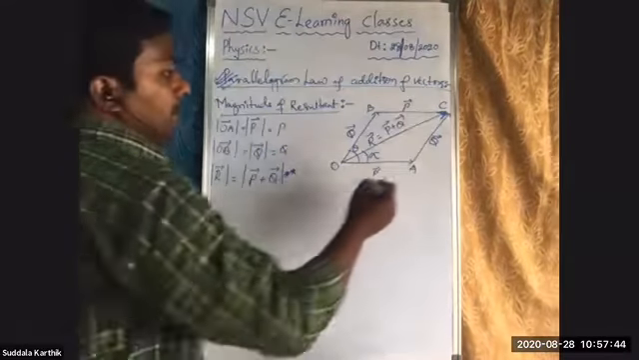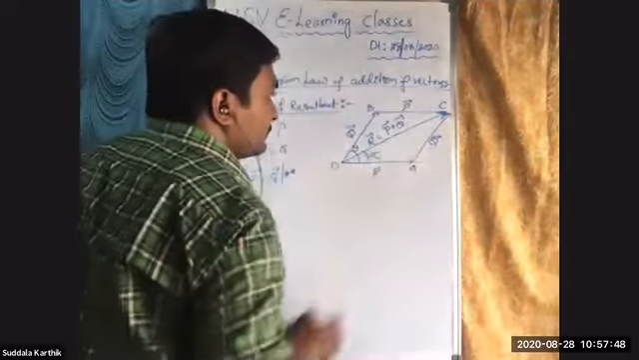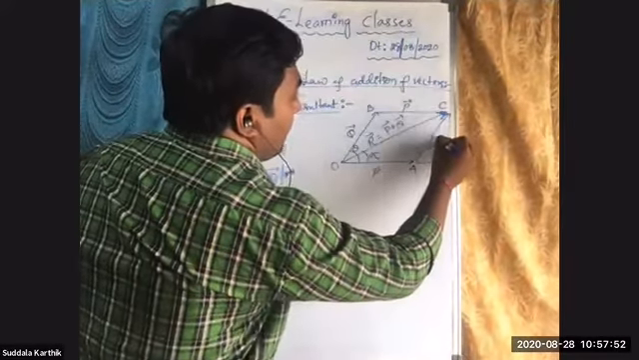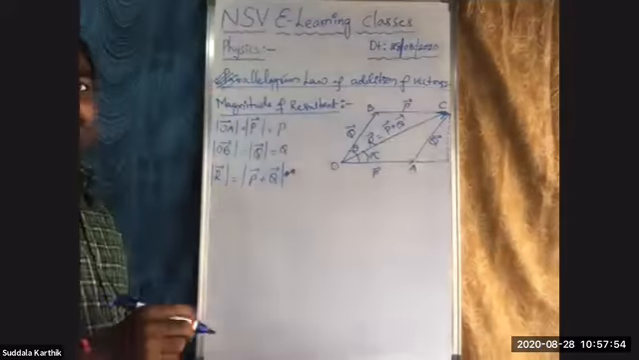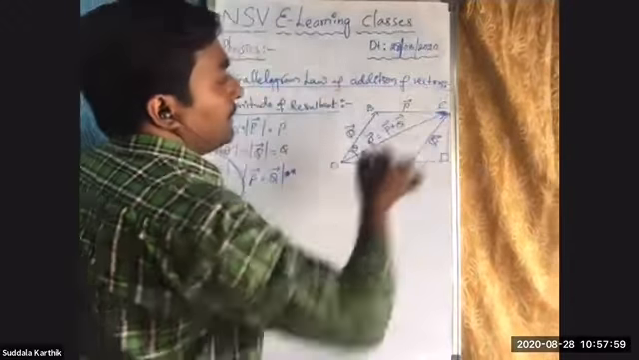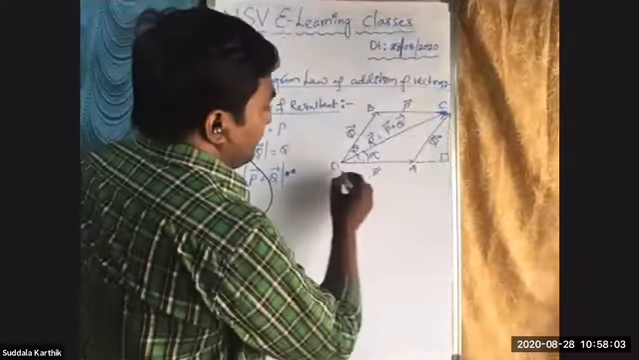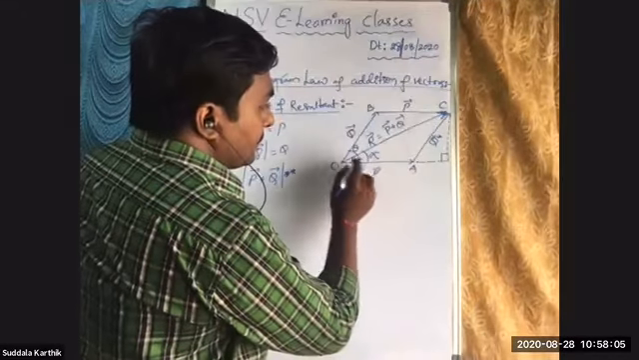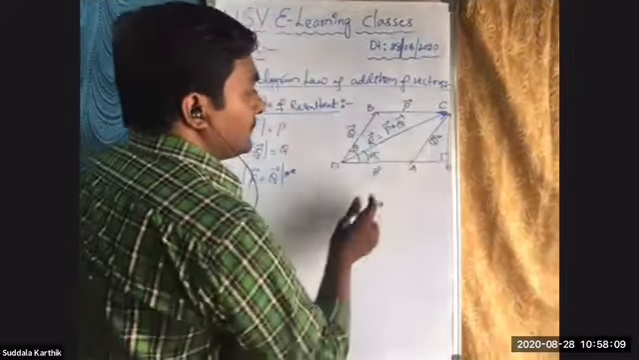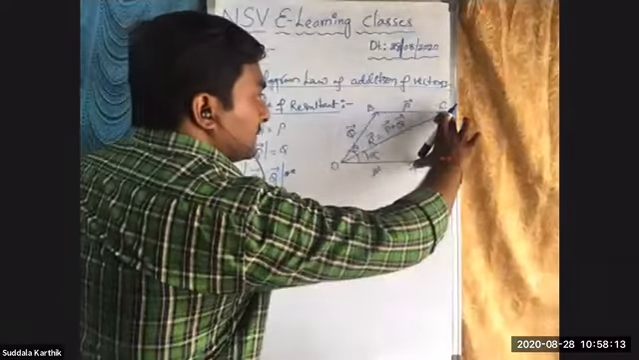For that purpose, simply I am extending this line, and I am drawing one normal onto this line. This is the theorem. Let it be a perpendicular. See here, this is P bar, so nothing but it's OA, BC, D. So I got this one.